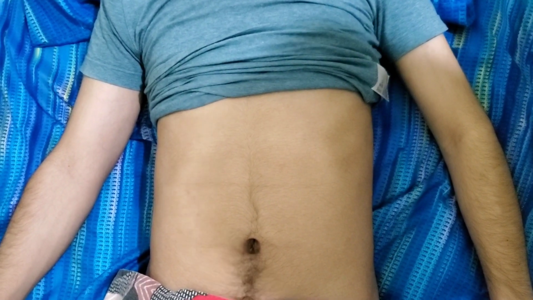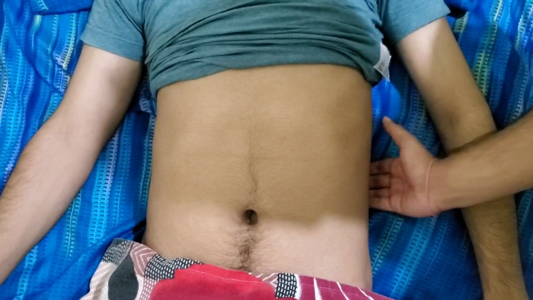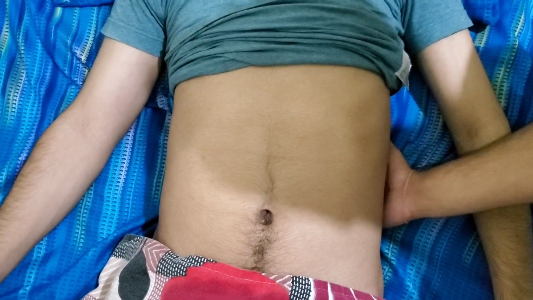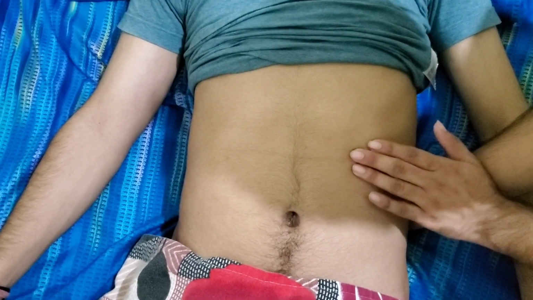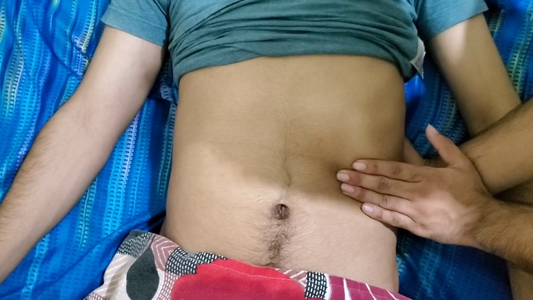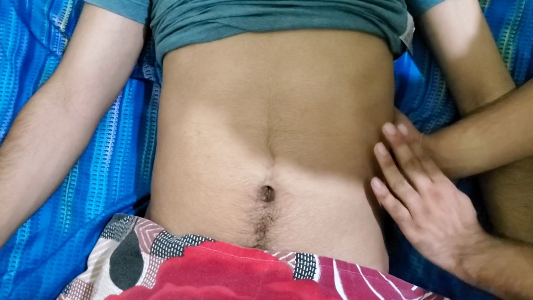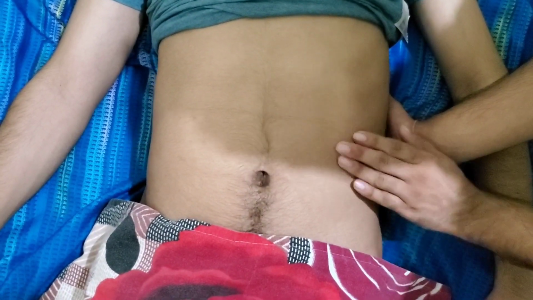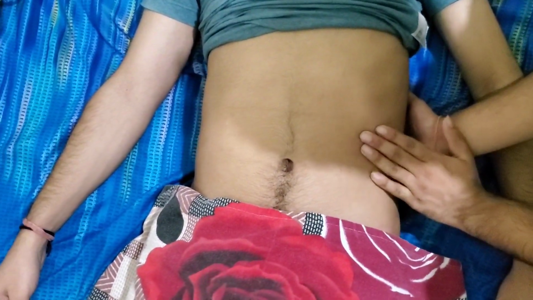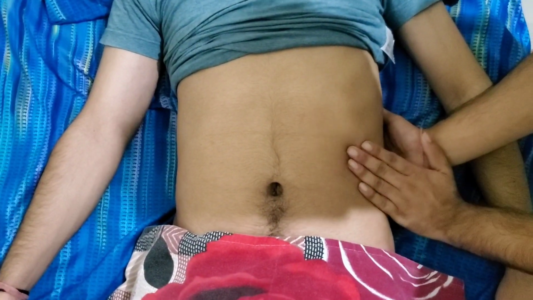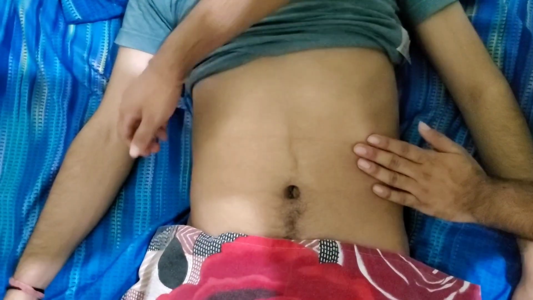Now we will examine the kidney. For this, put your right hand below the 12th rib and your left hand on the left upper quadrant and try to palpate and find the kidney. The same procedure we will follow to find the right side kidney.